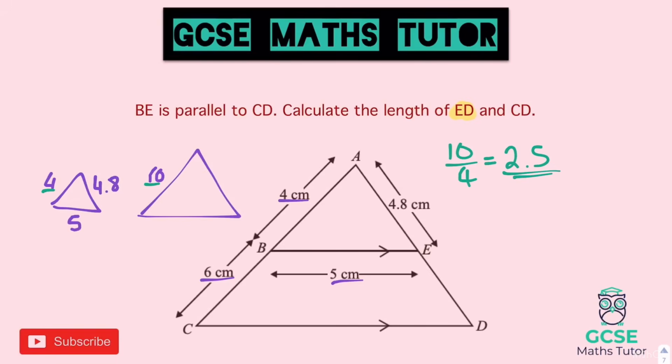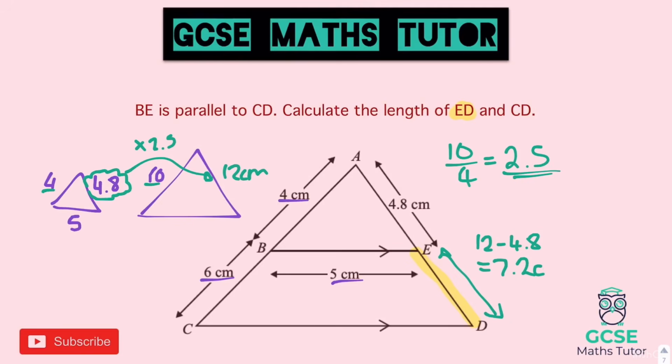E to D is the gap between the small and the large one on this right hand side. To get to that one, I'm going to times 4.8 by my scale factor to get the full length here. Let's write that in, times 2.5. And 4.8 times 2.5 is 12. So that full length there is 12 centimetres. In order to get from 4.8 to 12 centimetres, I can just do 12 take away 4.8, and that's going to tell me the difference between them. So 12 take away 4.8 equals 7.2 centimetres, and there's our first answer.